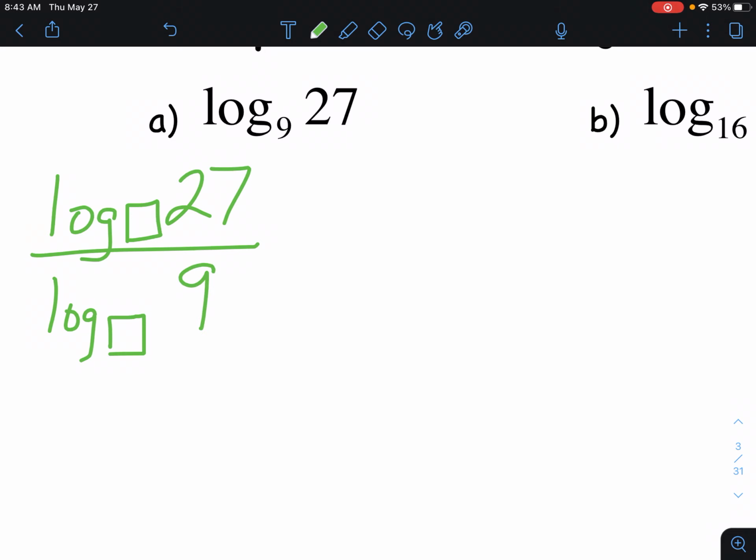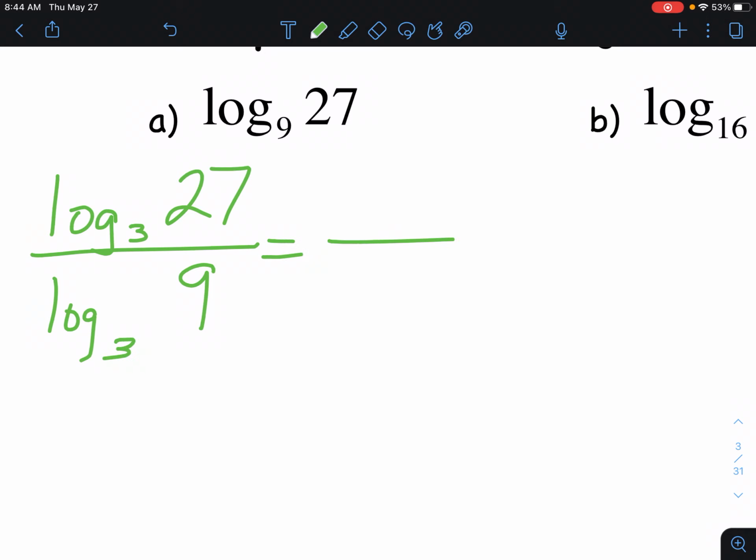What number can I put in those squares that has exponents that go into 27 and an exponent that makes 9? I'll repeat that. What number in the square could I then raise to an exponent to get 27 and also raise to an exponent to get 9? That answer, if you want to pause and think about it, is actually 3. Now let's make sense of why it's 3.